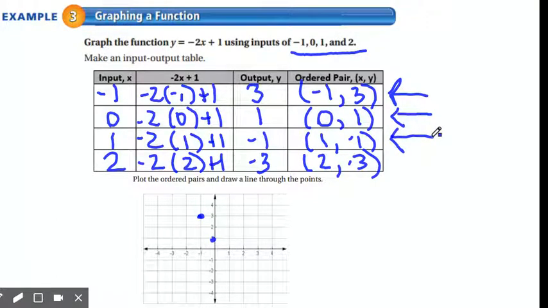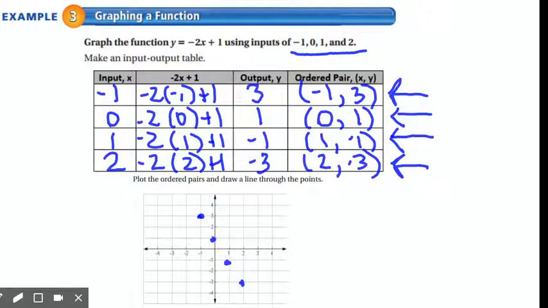The third point is at 1, negative 1. So from the origin, we're going to go right 1, down 1. And then the last point is 2, negative 3. So from the origin, you're going to go right 2, down 3, right about there.